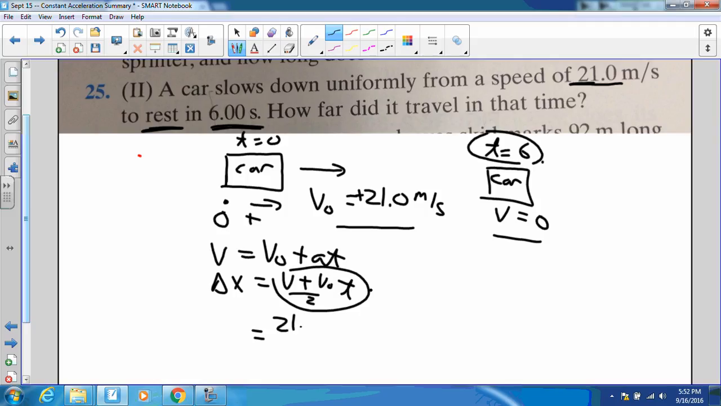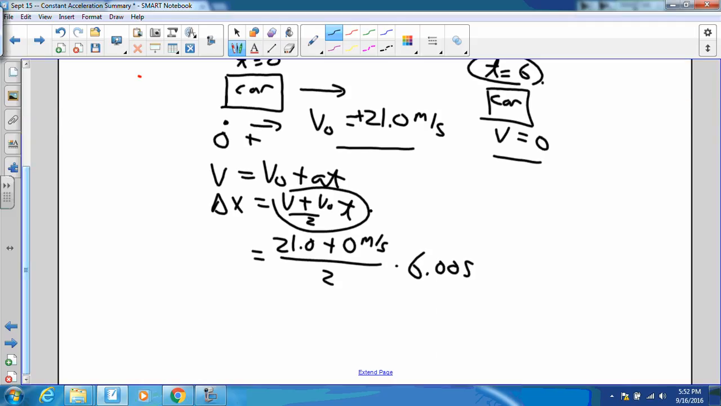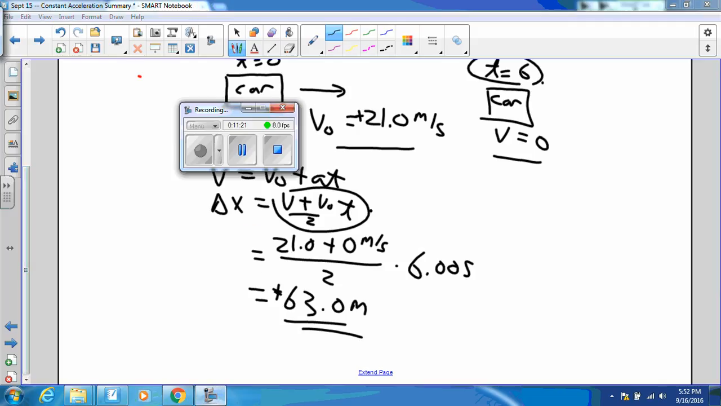This is just a straightforward plugging in. My delta x is equal to (21.0 plus 0 meters per second) over 2 times 6 seconds. And that's equal to 63.0 meters. Positive. And we are done. So I hope this was helpful to you.